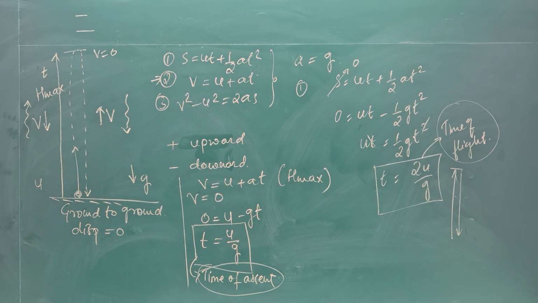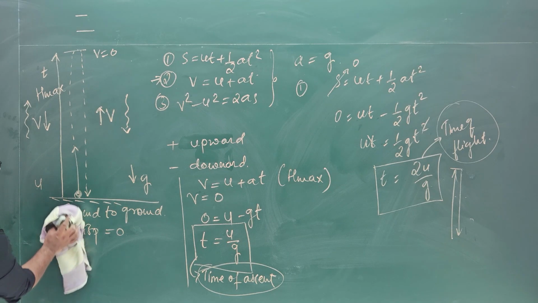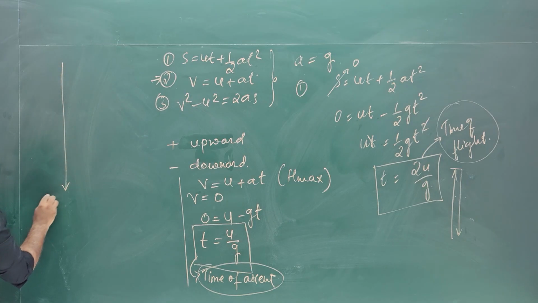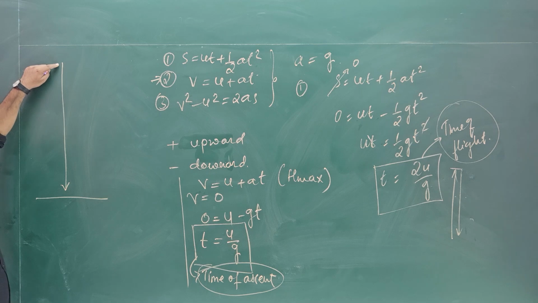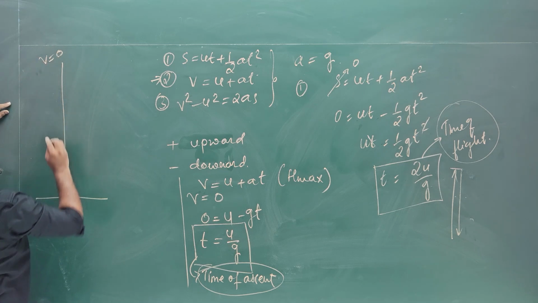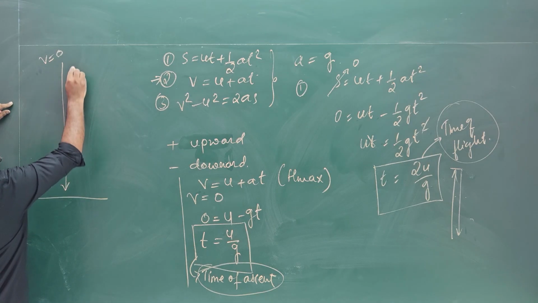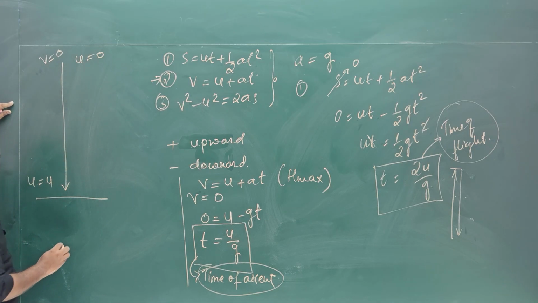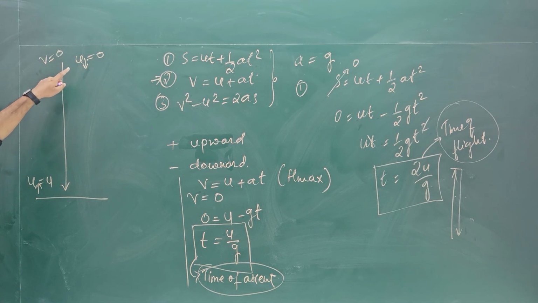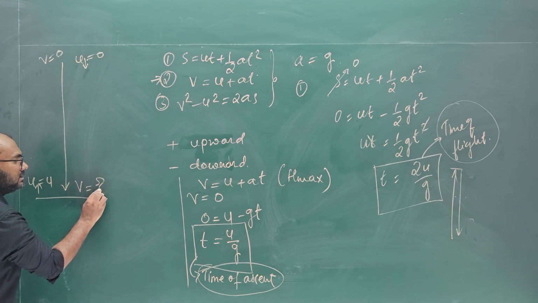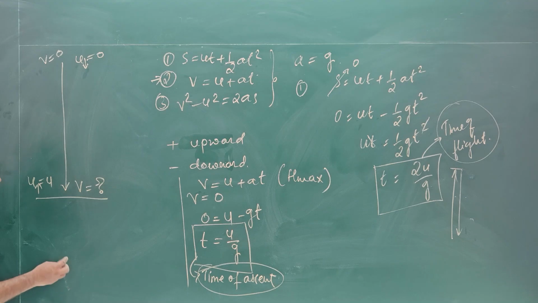Similarly, if the object is coming back to the ground, what is the velocity here? V is equal to 0 and u is equal to u. While coming back, can I say that this initial velocity is 0? This is in the upward direction, and can I say this is in the downward direction? While returning back, can I say initial velocity is 0? And let's see with what velocity it hits the ground. Okay, then we will be using what?